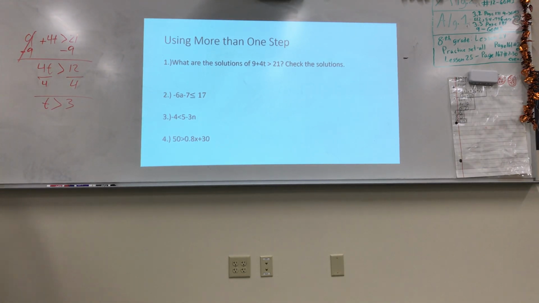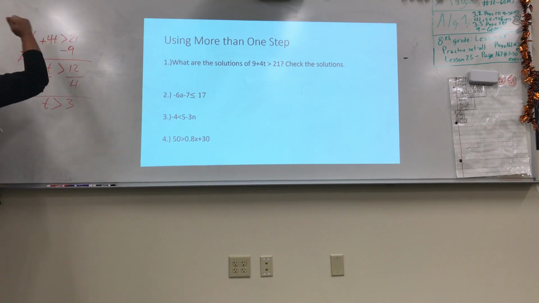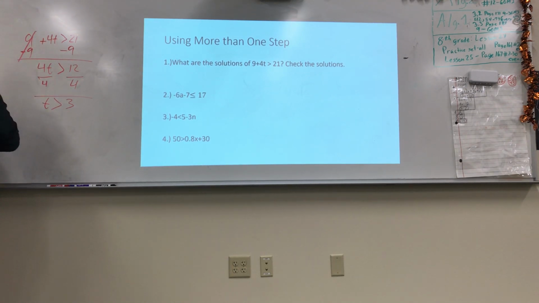Okay, check your solutions. If I put in a 2 here, no, we'd have to have something bigger than that, so let's go with 4. 4 times 4 is 16, plus 9 would get you 25. 25 is greater than 21. It can't be equal to or smaller, so obviously 3 is not going to work, because then you're going to get exactly 21, and it does not say it can equal that. So this would be your answer on that one.